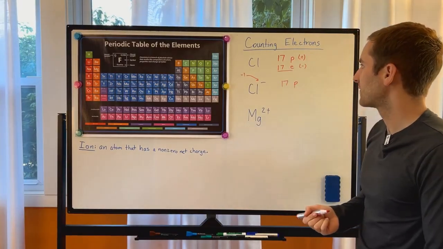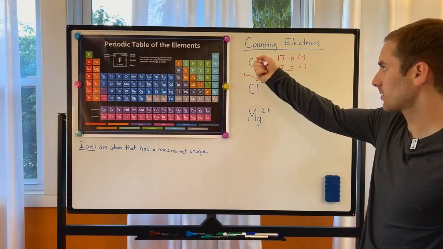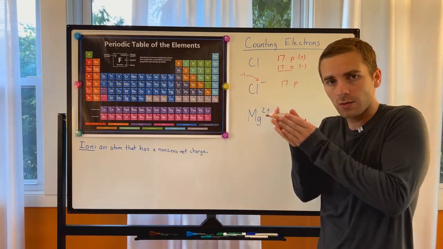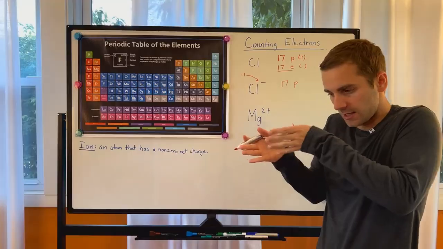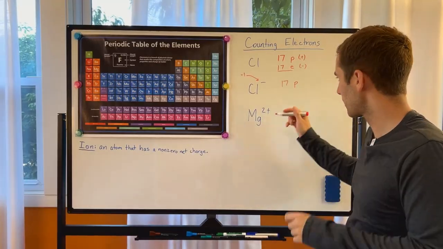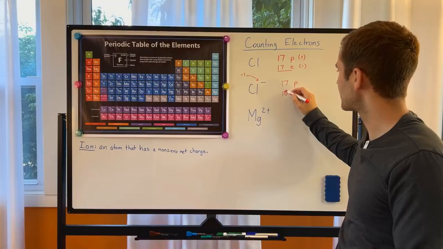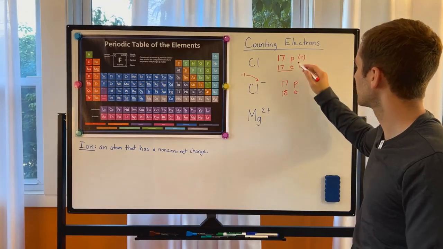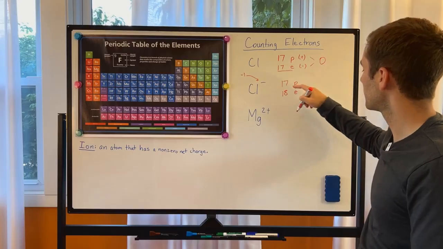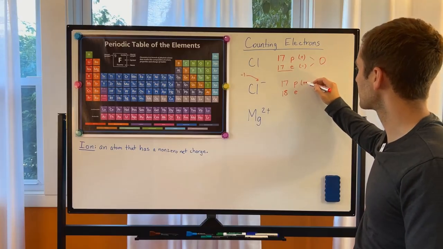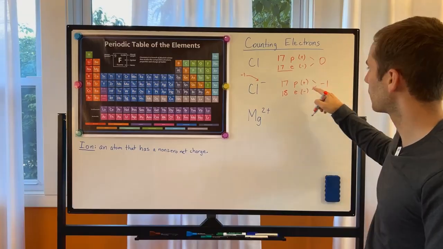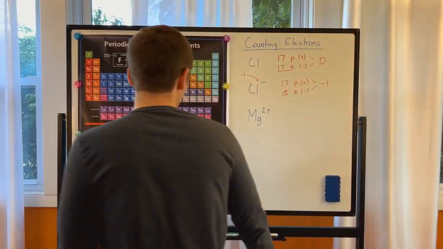But if it had 17 electrons, it would be neutral like this. It has a -1 charge, so it must have one more negative charge than it has positive charges. So it must have one more electron than proton, so it must have 18 electrons. So here 17 positive, 17 negative, that would add up to 0. Here 17 positive, 18 negative, that would add up to -1, which is correct.